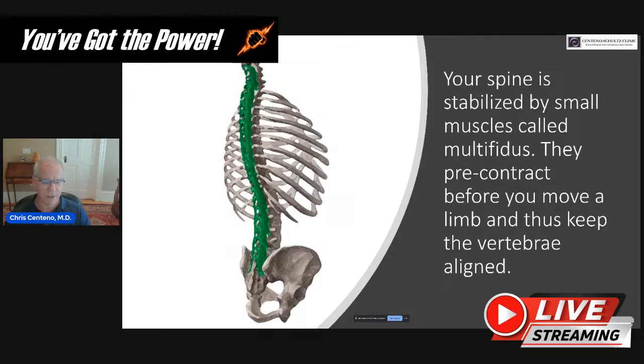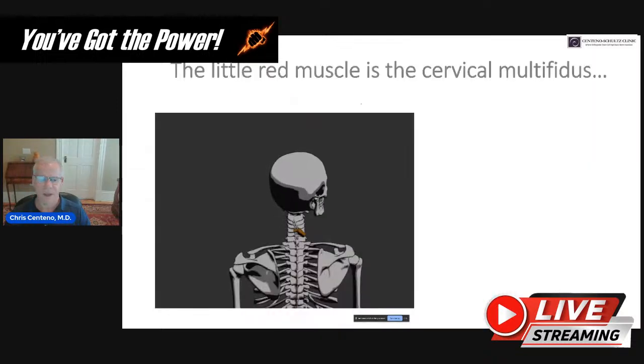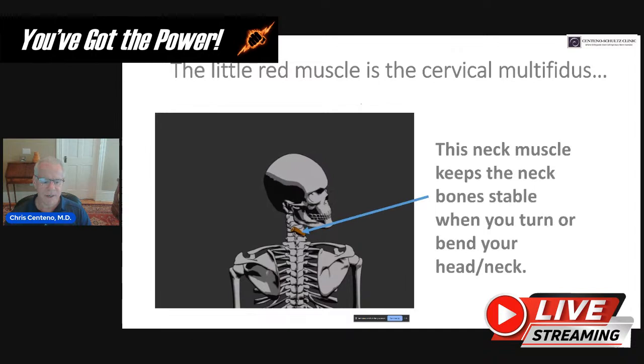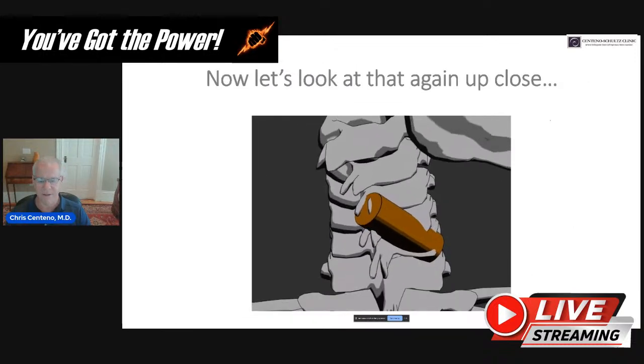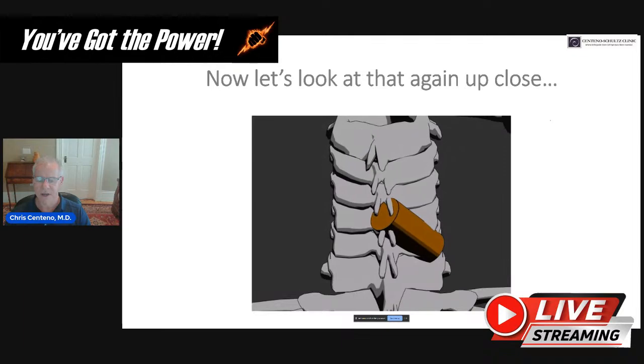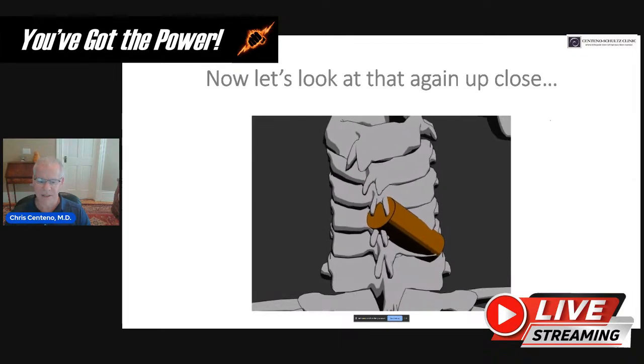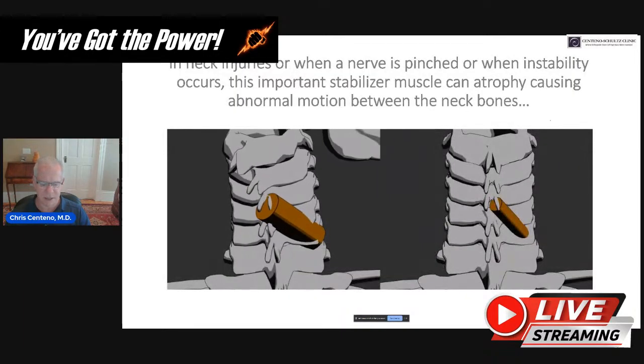Again, they're in really the entire spine, throughout the low back. This is the upper back, and then the neck. So lots of these deep segmental muscles. Now, the little red muscle that you see on your screen here is just an isolated area. So if you look at that up close, you can see what that does. It helps to stabilize things.